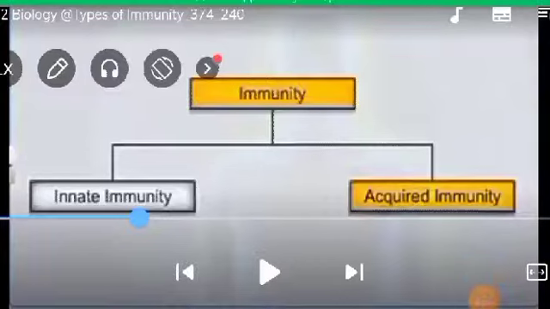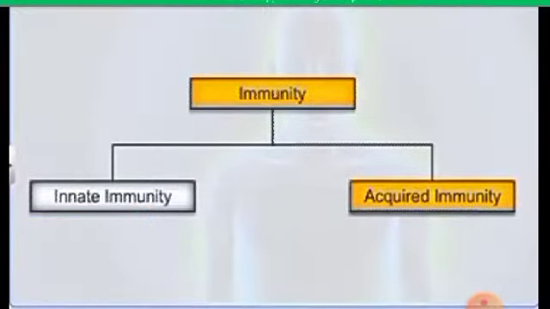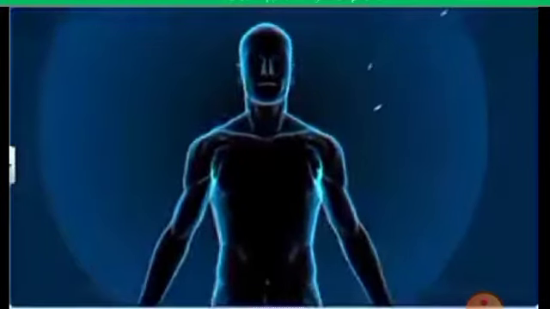Today, we are continuing our topic, immunity. In our previous video, we discussed innate immunity. Today, we will discuss another type of immunity, that is acquired immunity. Acquired immunity is the immunity which is pathogen specific in nature.